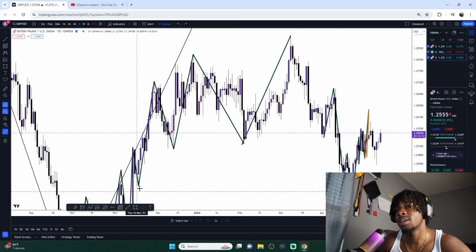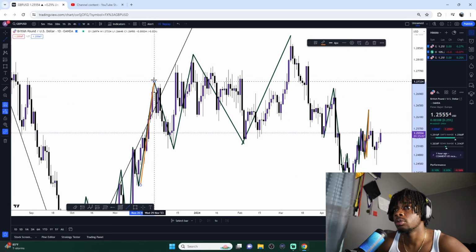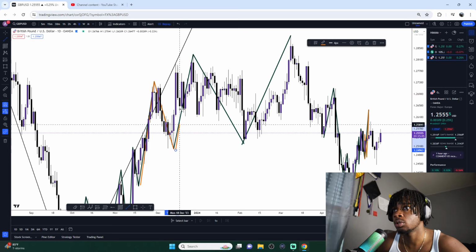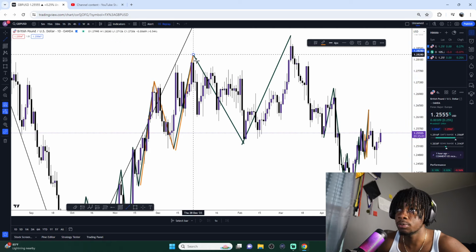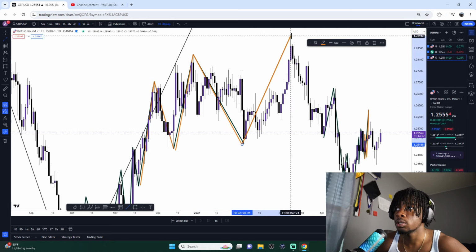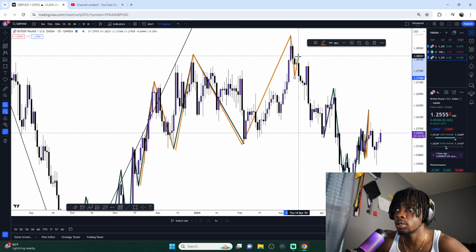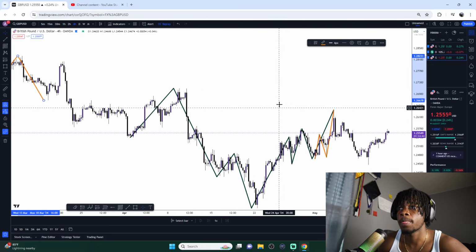So with that being said, we have this trend right here. On the daily time frame, we have this uptrend, correct? Then the market decides to shift, creating this small little low right here that then creates the start of the downtrend. So let's go ahead and go to the 4-hour.